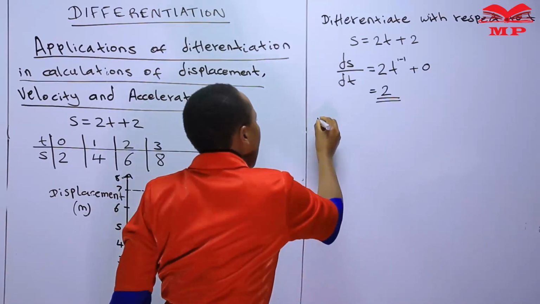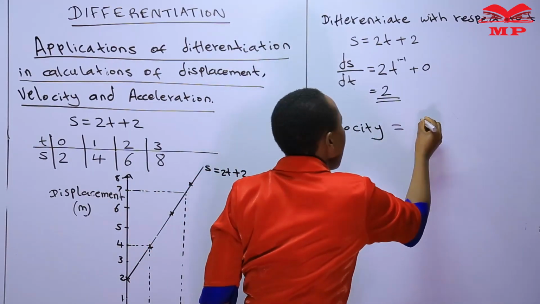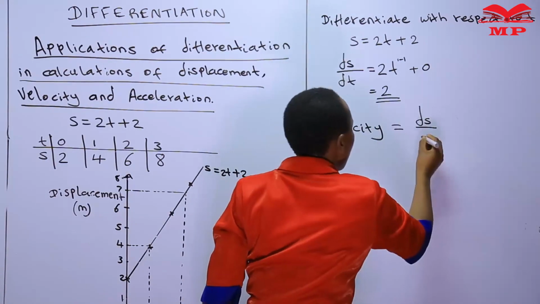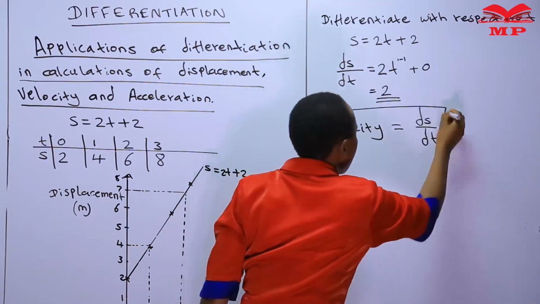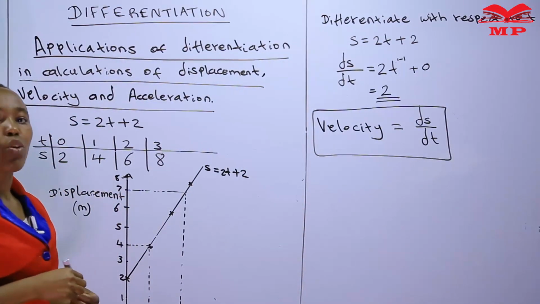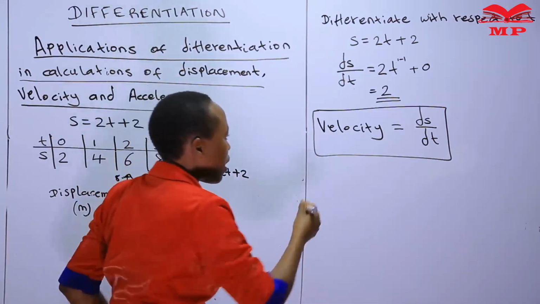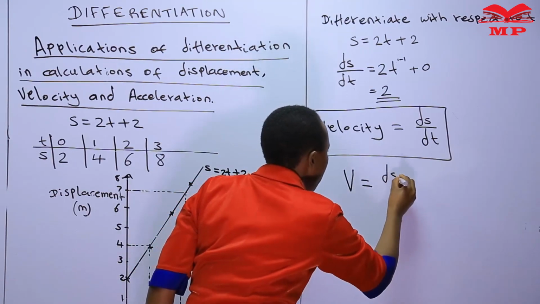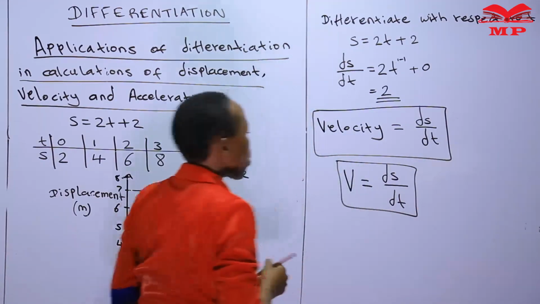And therefore, we can simply say that when you want to get the velocity, it is simply differentiating this equation, that is the displacement, with respect to time. Velocity is given by ds all over dt. You differentiate the equation of distance or the equation for displacement. So we can conclude that velocity is equal to ds all over dt. That gives us the velocity.